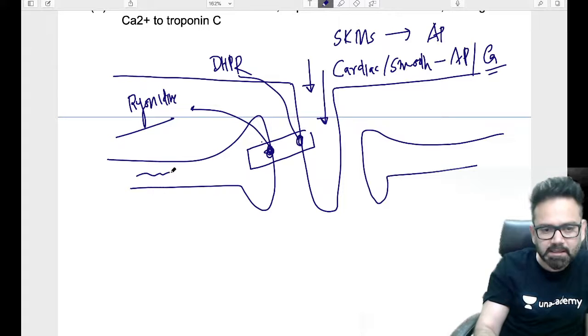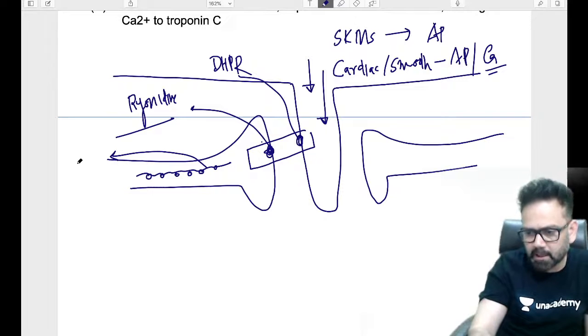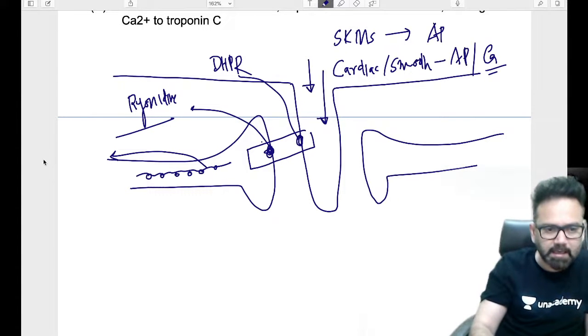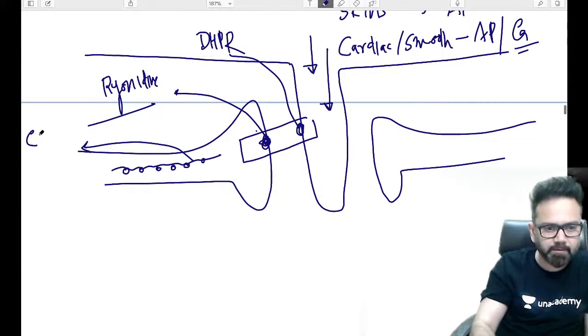And then there are various calcium molecules inside which are bound by a protein. What is that protein called, which is combining all of them together? It is called calsequestrin.